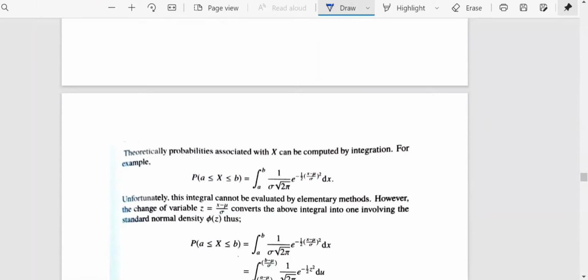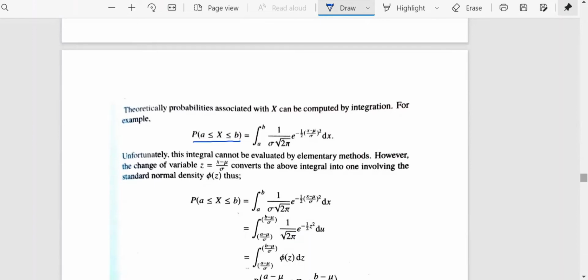Now, in order to find the probability between a and b, we have the integral from a to b of f(x) dx, where f(x) is 1 by sigma root 2 pi raised to minus 1 by 2 times (x minus mu by sigma) the whole square. But it is tedious to evaluate this particular integral.